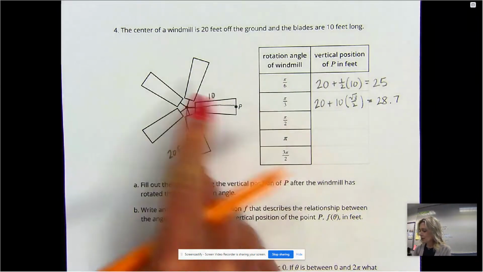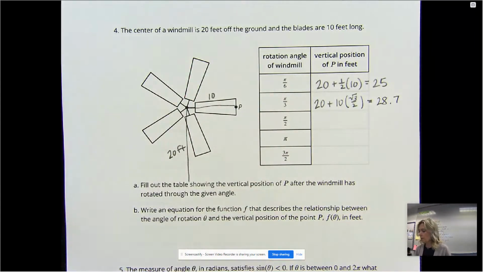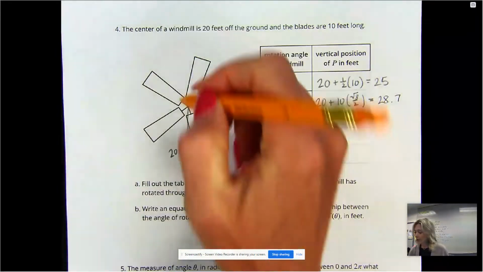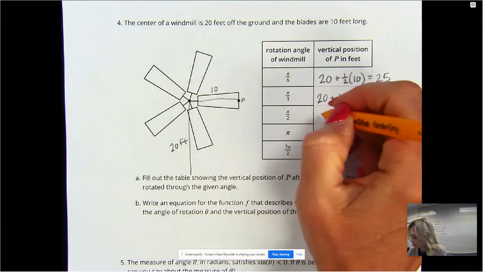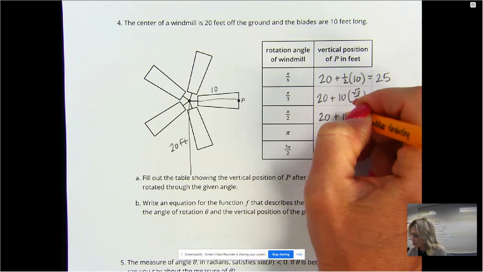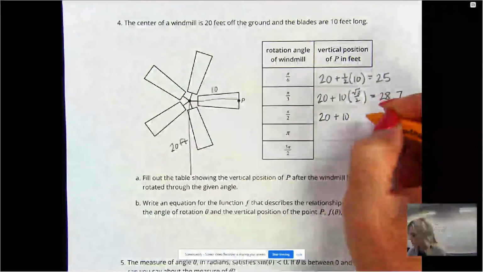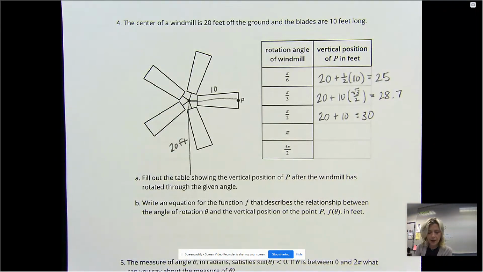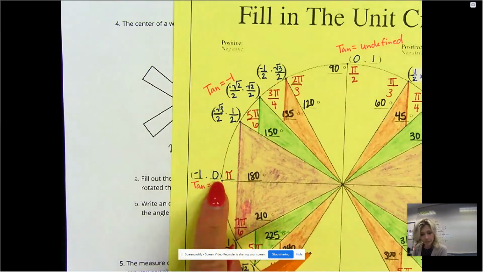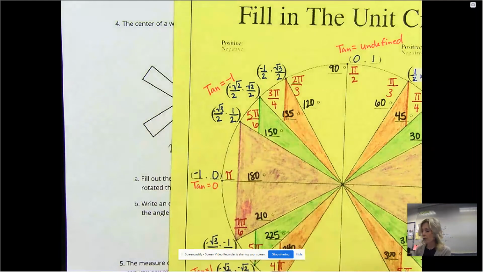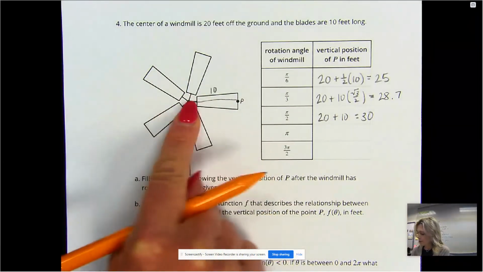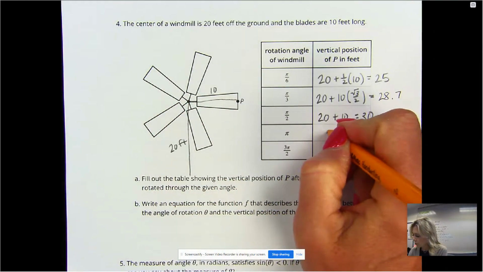All right, at pi over 2, when it's straight up, the height is 1. So we've got 20 feet here, plus 10 times 1, or just 10. So the height is 30 feet. At pi, the height is 0, and so it's just the 20 feet off the ground, like for this part, but this part's at 0, so just 20 feet total.